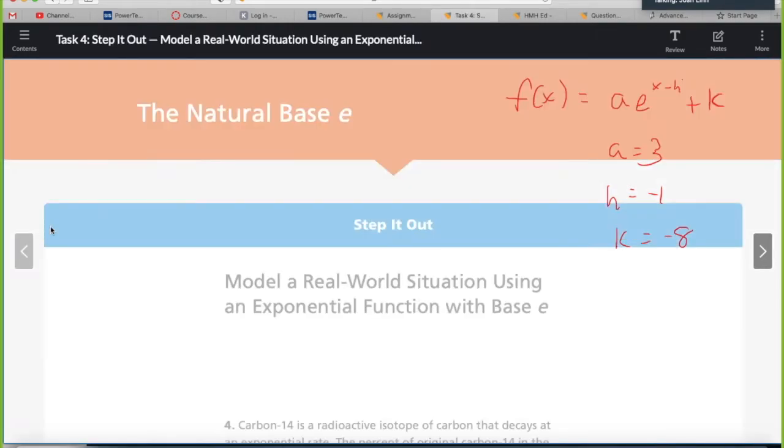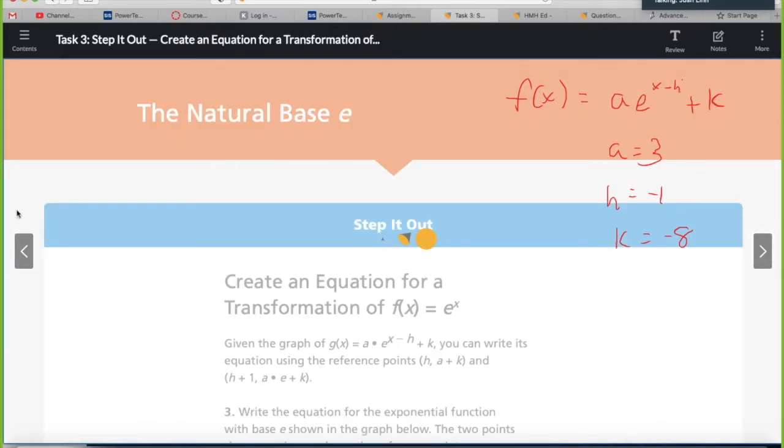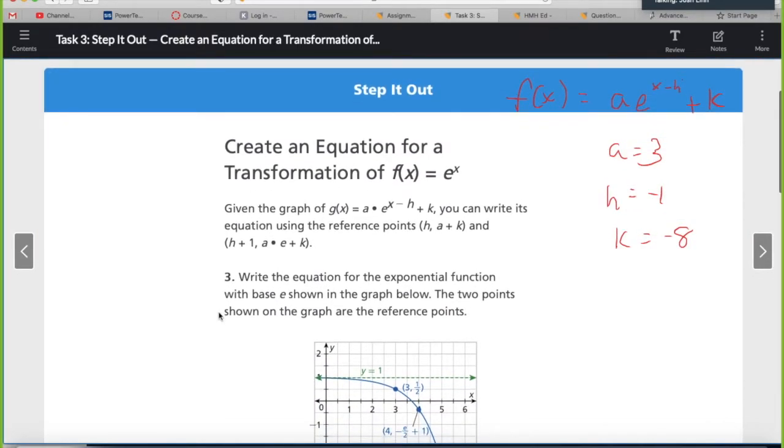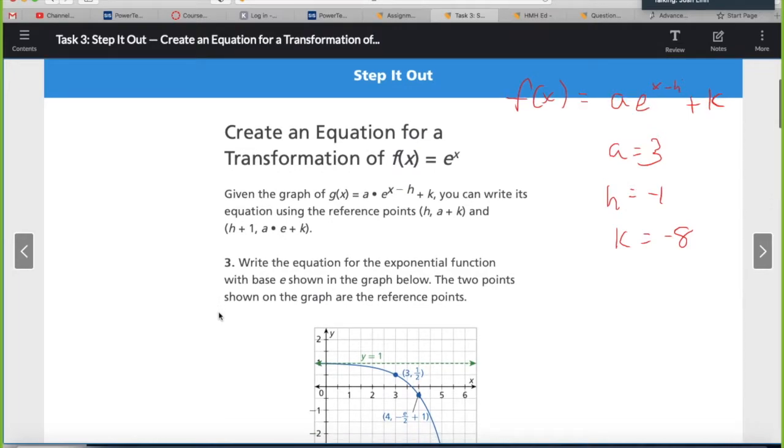We can use these numbers to then find our reference points, but I most certainly do not remember what those reference points are off the top of my head. So let's go back into the textbook and find it. Here it is, in task 3. You can write the equation using reference points, so I'm going to write those down. Our first reference point is h, a plus k. And then our second reference point is h plus 1, a times e plus k.